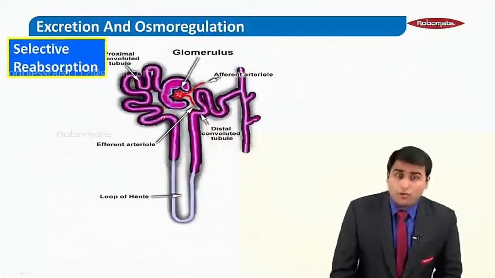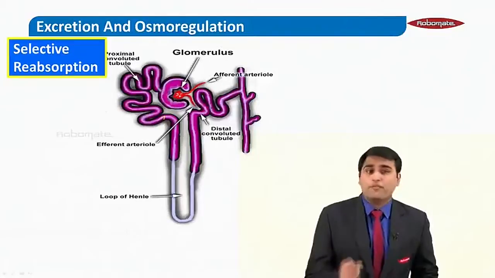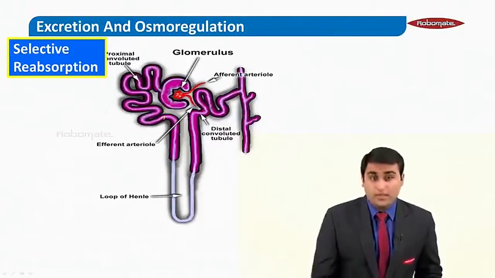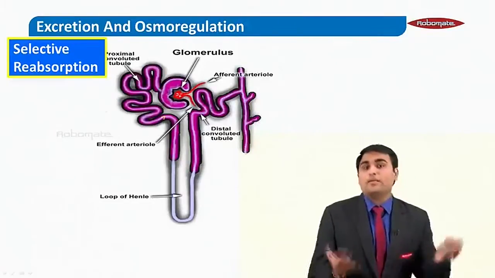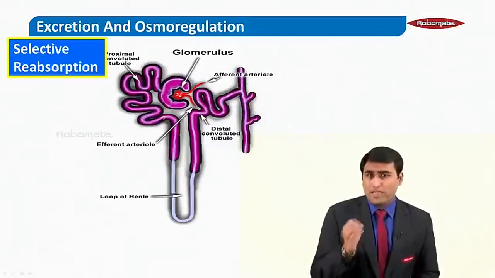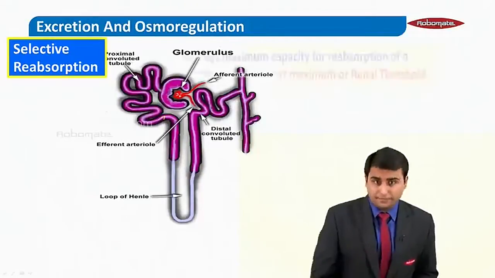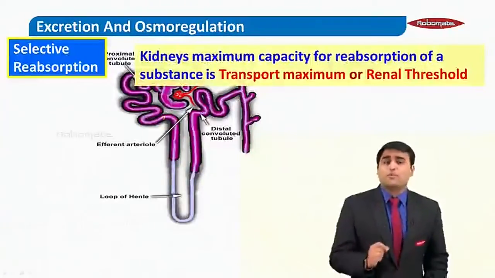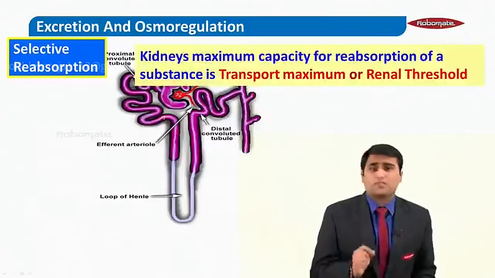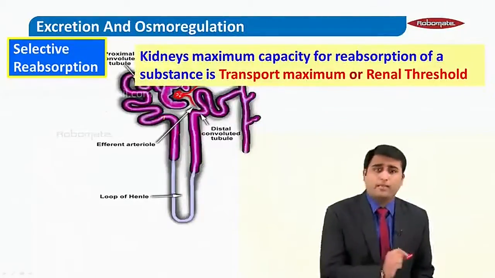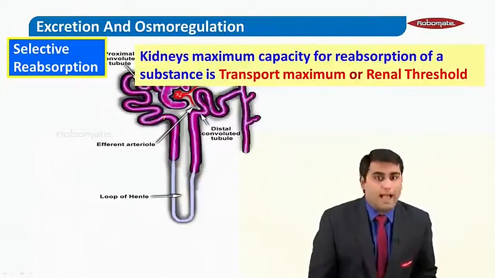Now, if you talk about the reabsorption of important useful substances, now there is a particular limit of reabsorbing these useful substances. Now, if these useful substances go beyond a certain limit, they can't be reabsorbed back inside your body. So every useful substance has a particular limit or a particular level in the blood. So that is called as the transport maximum or renal threshold. So kidney's maximum capacity for reabsorption of any substance is called as transport maximum or renal threshold. Beyond this limit, the useful substance wouldn't be reabsorbed back inside the blood.